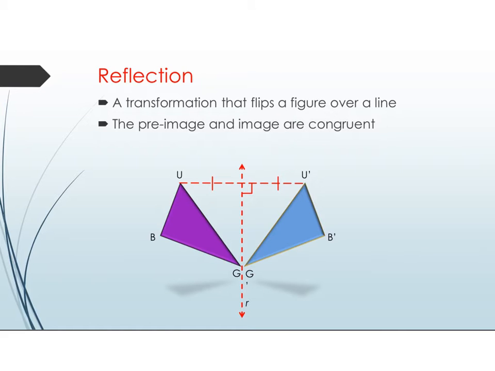But remember, the pre-image here, the one without the prime marks: U becomes U prime, B becomes B prime. Notice this one, G and G prime are actually the same point. That's kind of fun. That happens a lot in reflections. So this shape reflects to this one. They are congruent, exactly the same. One's just flipped over the other like a mirror.